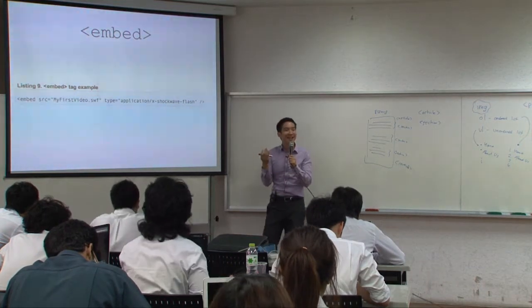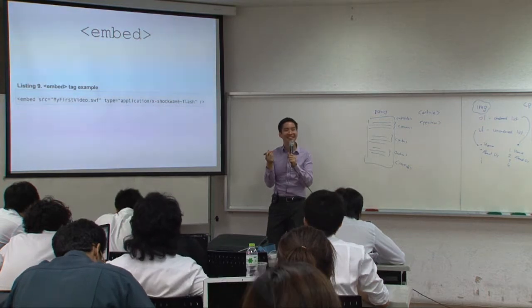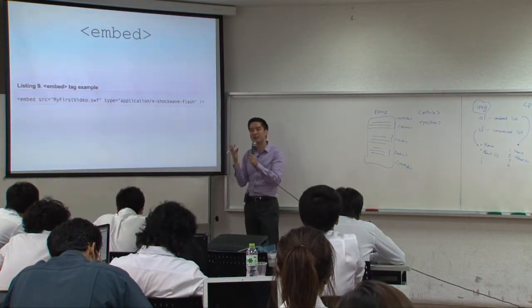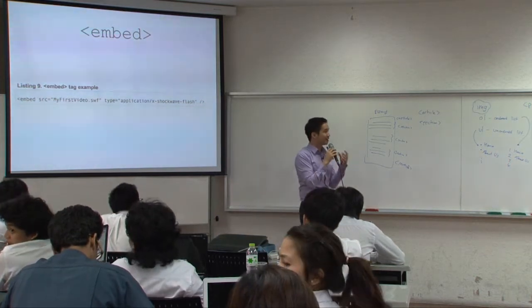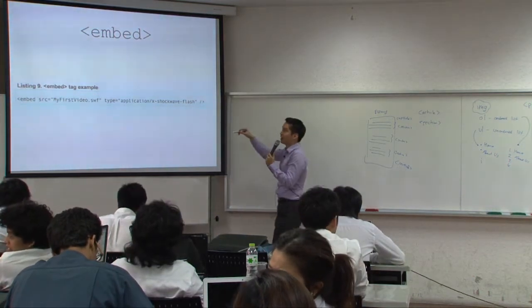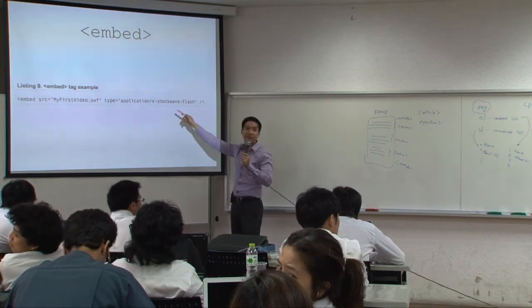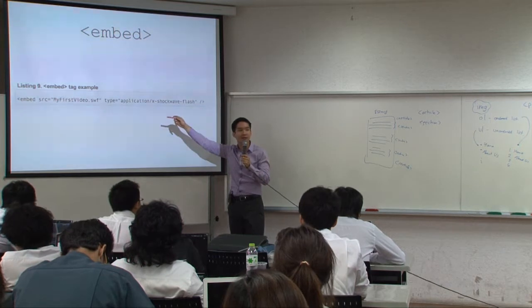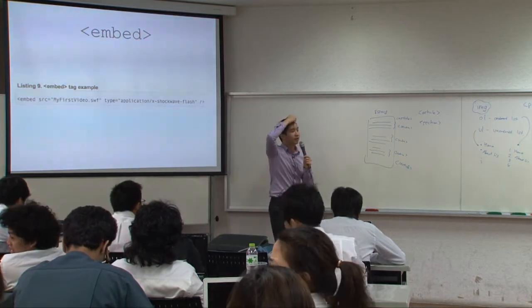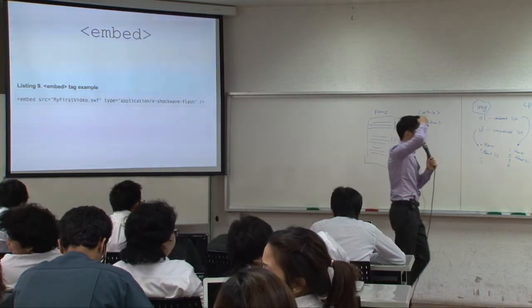Sometimes you want to embed some file or some media into your website, right? How do you do that? You use the embed tag, specifying the source and specifying what type of application is supposed to play that file. Should be pretty self-explanatory.